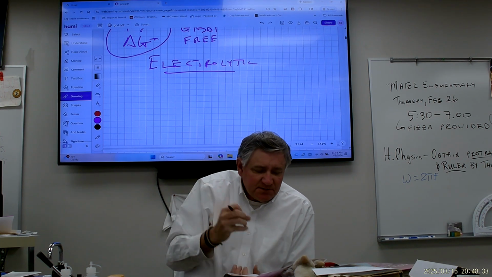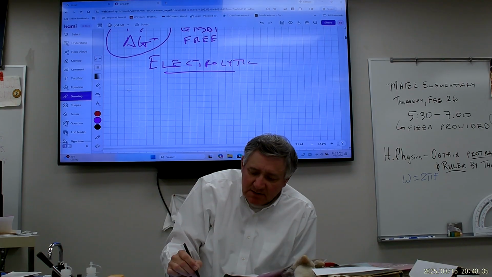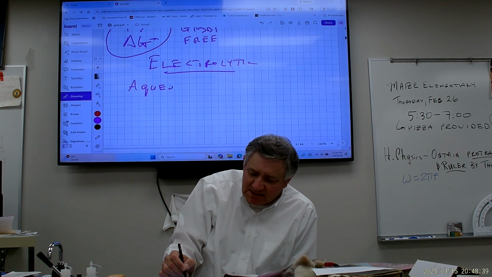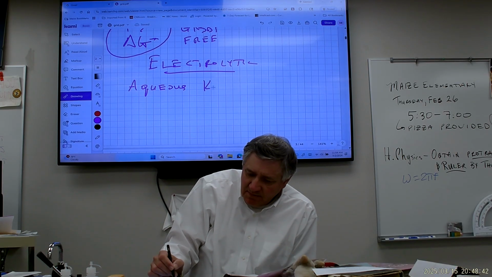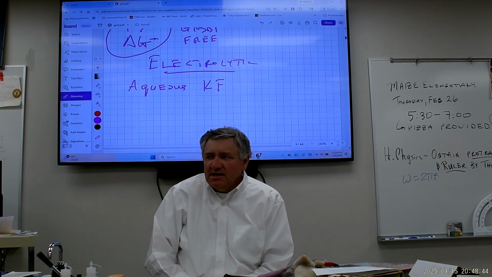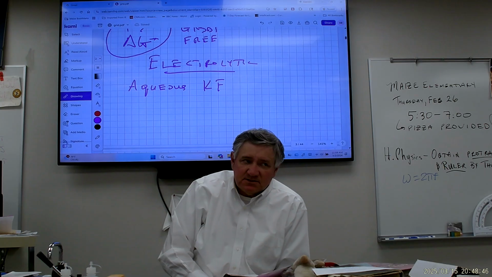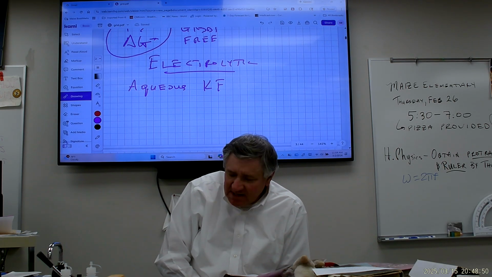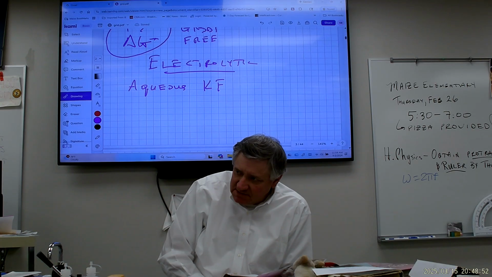You have aqueous potassium fluoride. And I cannot emphasize this enough. The first thing you have to do is figure out what's in the solution, okay? Kids make more mistakes on this because they don't do this step.